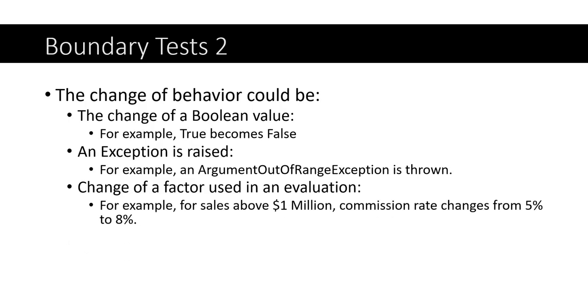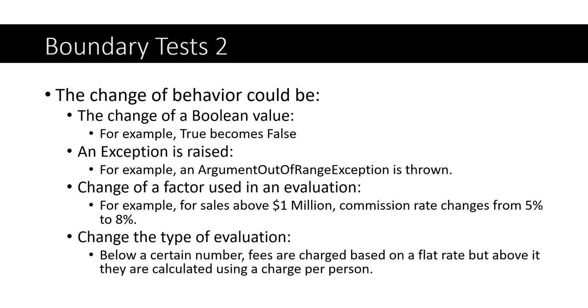Another one is, if you're doing a calculation of some sort, it could be that a factor used as part of that calculation or that evaluation, right, changes when you cross this boundary. You know, I've got an example here. If sales go above $1 million and you're calculating commission for the salespeople, well, maybe the rate, okay, the rate at which they get paid out commissions changes from one value to another, right? That's another example of a change of behavior crossing a given boundary. And so in our unit testing, we want to make sure that it actually happens, that you see that change occurring when you cross the boundary, right?